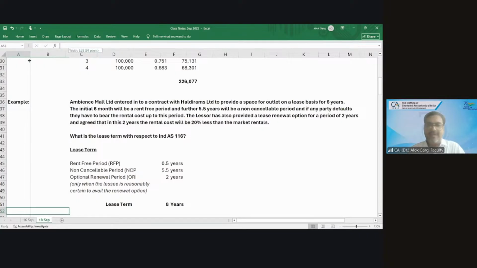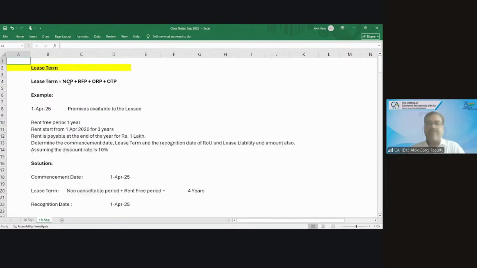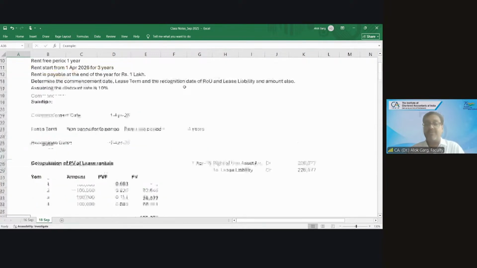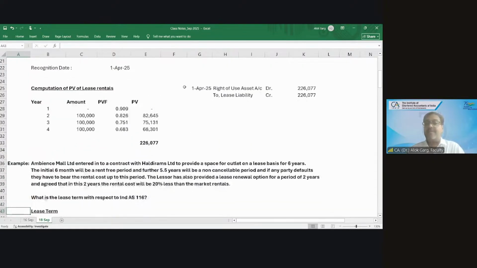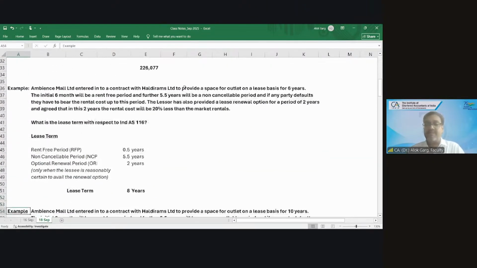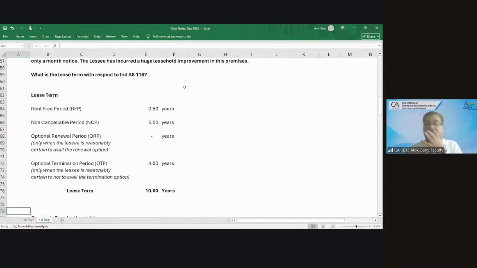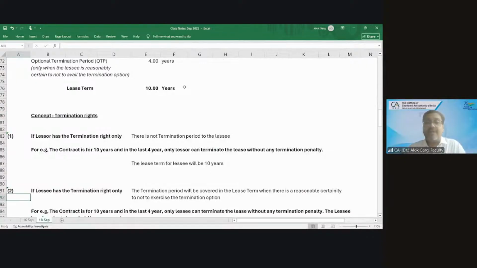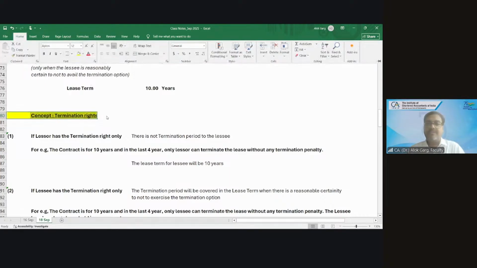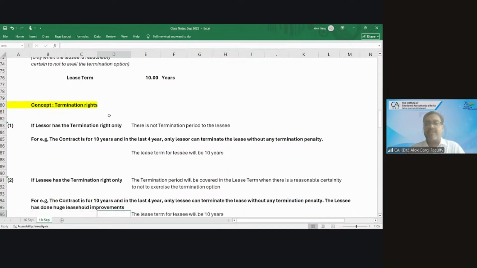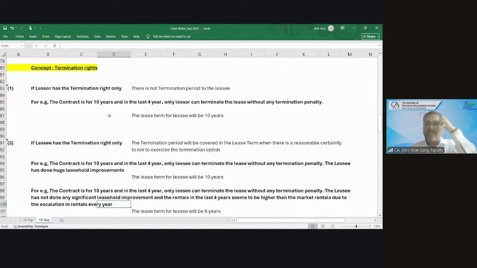Okay. Any doubt, any question on the concept which we have covered? We have covered in detail the concept of lease term. What is lease term? Non-cancelable period plus rent-free period plus optional renewal period plus optional termination period. Then we did some example also, right? Then we have covered the concept of what? Termination right. The concept of termination right we have also covered. Will you remember the concept of termination right? If you don't remember, revise it, just read it, and you will remember. Okay.